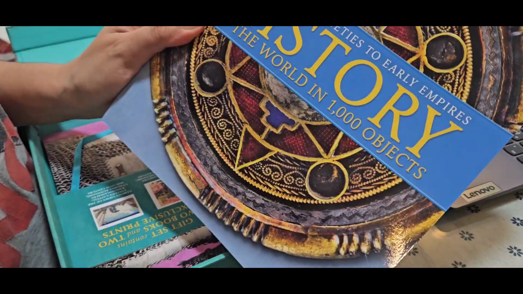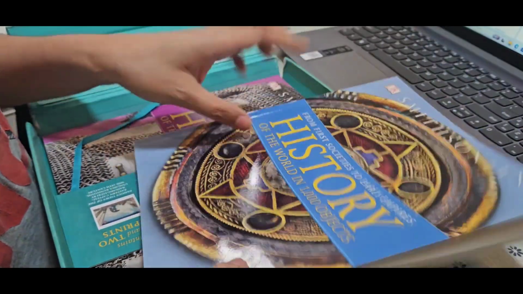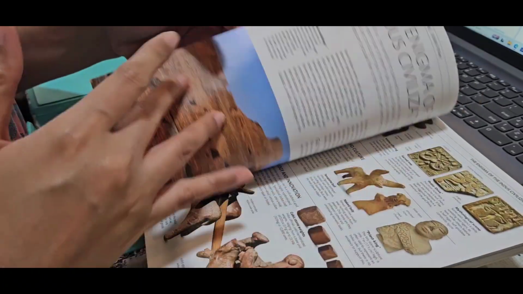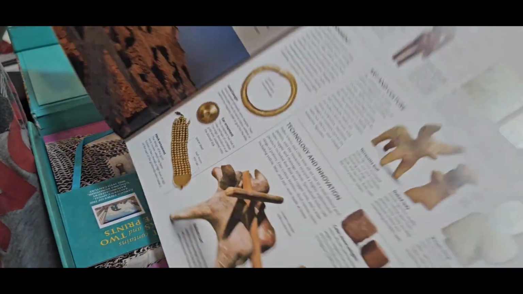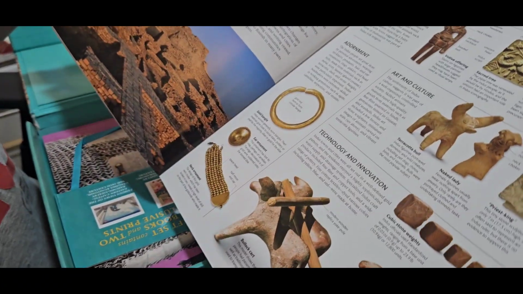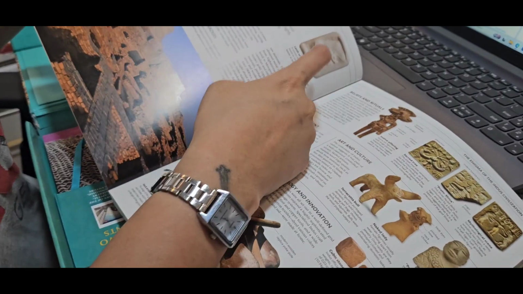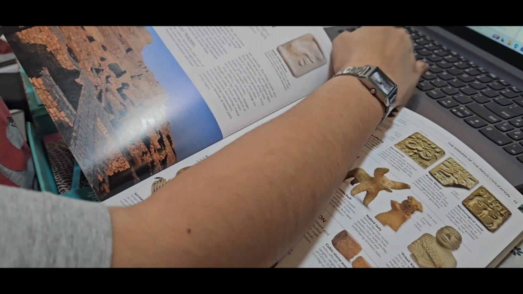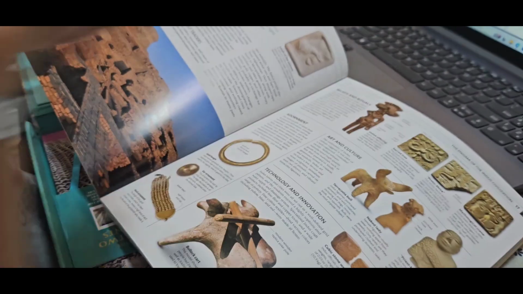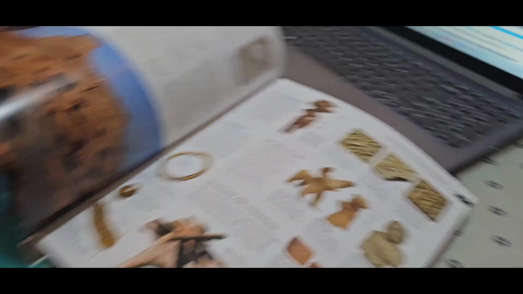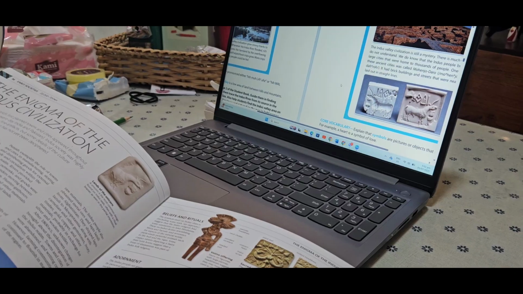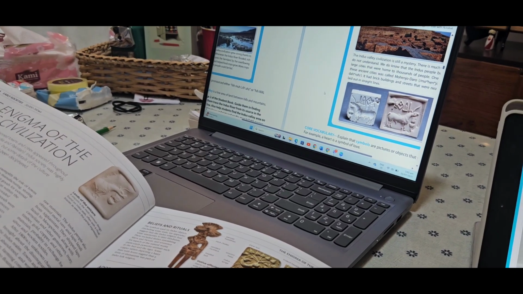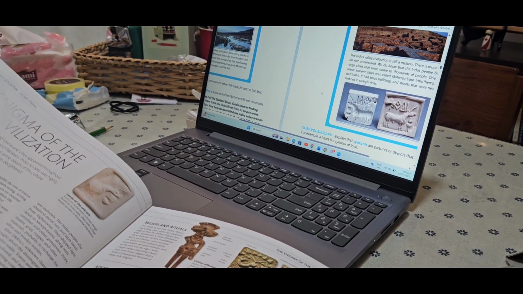Okay, let's look at some of the pictures here. This is History of the World in 1,000 Objects. Let's look for the enigma of the Indus civilization. See this one? It kind of looks like this one here. Is it the same? Yeah. The jewelry shown is also the same, and this one is also the same.